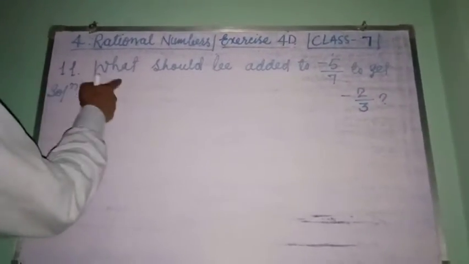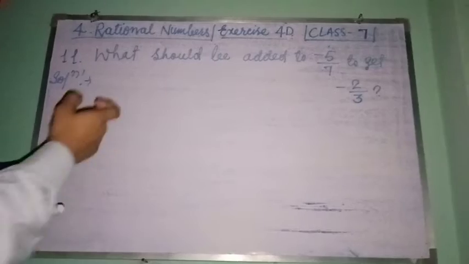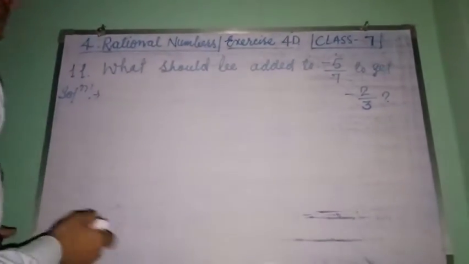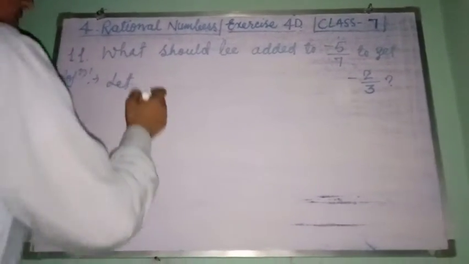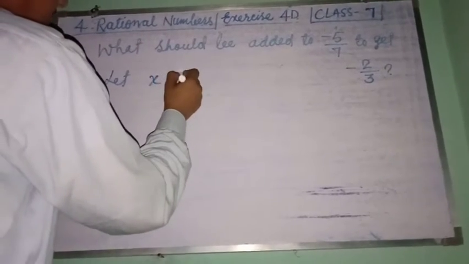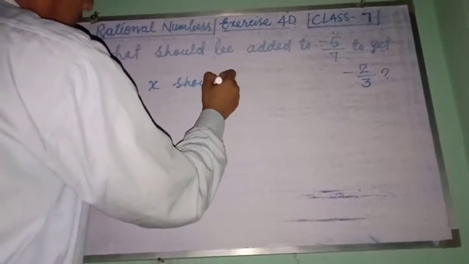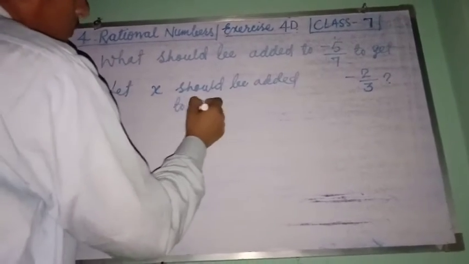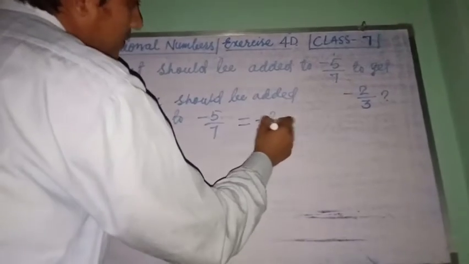See friends, question number 11. What should be added to minus 5 by 7 to get minus 2 by 3? That means what number should be added to minus 5 by 7 so that it becomes minus 2 by 3. Now see, suppose x should be added to minus 5 by 7 to get minus 2 by 3.